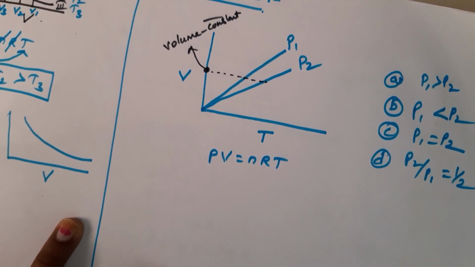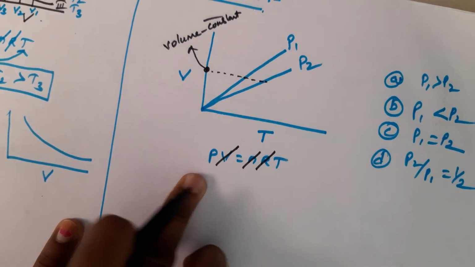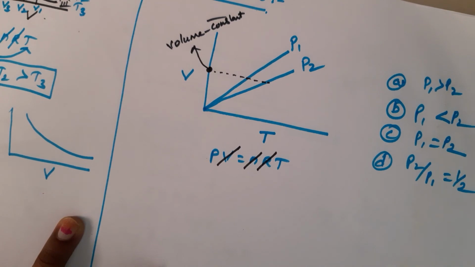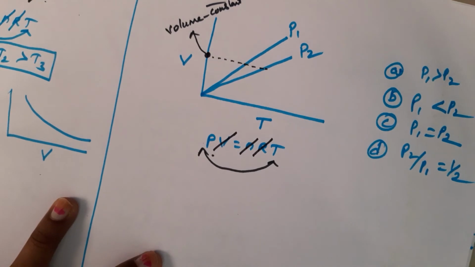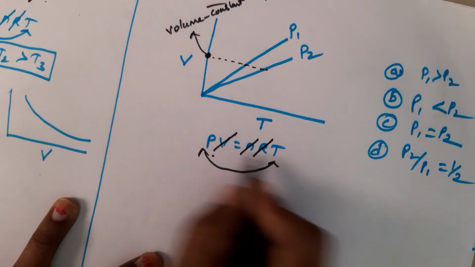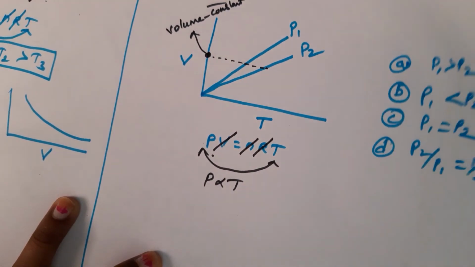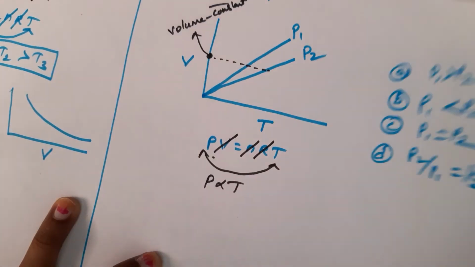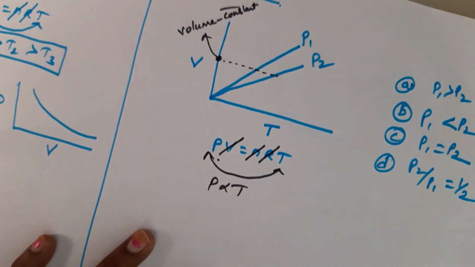Here volume is constant, n is constant, R is constant. Then which relation is obtained between the two terms? Between P and T, we must see the relation in Charles law. P is directly proportional to T. Since both are directly proportional, you can check: just draw the dotted lines which touch the x-axis.